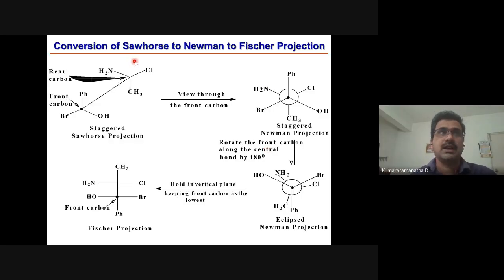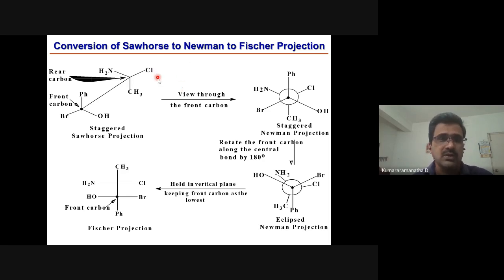Sawhorse projection, Newman projection, and Fischer projection. And yesterday we also looked at butane conformations like anti and gauche, and at the same time eclipsed kinds of conformations we have seen for butane, and that is a very important question, as I told you earlier.